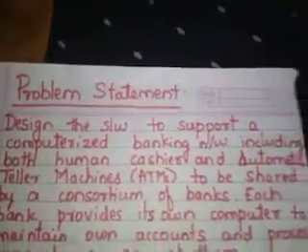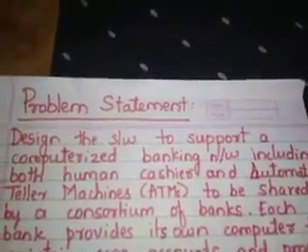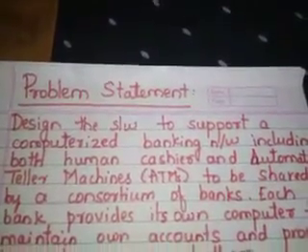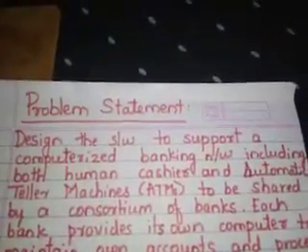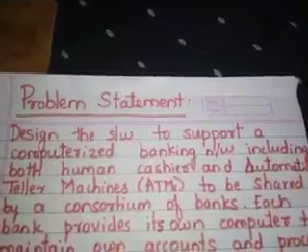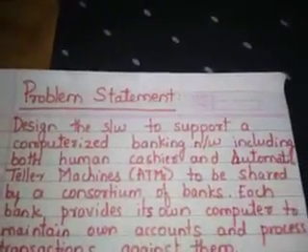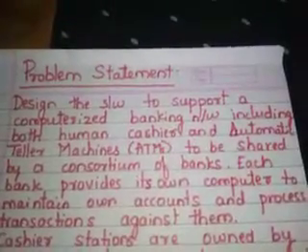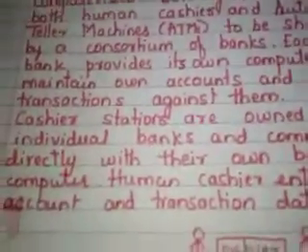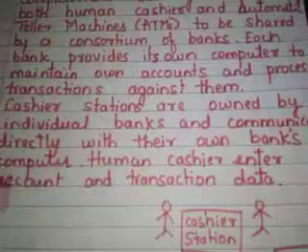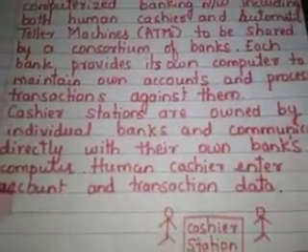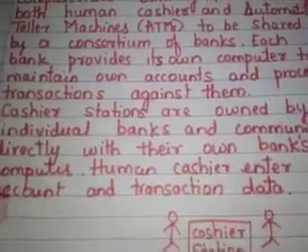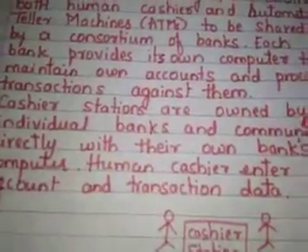Design the software to support a computerized banking network, including both the human cashier and the automated teller machines, to be shared by the consortium of banks. Each bank provides its own computer to maintain its own accounts and process transactions against them. Cashier stations are owned by the individual banks and communicate directly with their own bank's computer. Human cashiers enter the account and the transaction data.